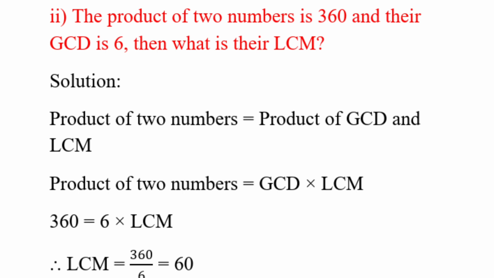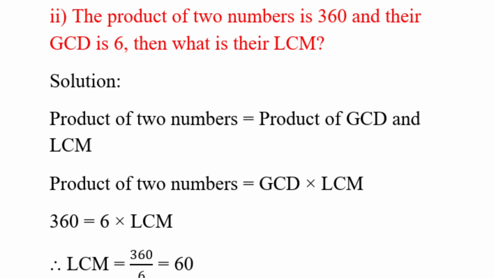Here the product of two numbers is given as 360 and the GCD is given as 6. So put the values in the formula. Then we have 360 is equal to 6 multiplied by LCM, and LCM is equal to 360 divided by 6. So 6 6s are 36 and 0, and hence the LCM is 60.